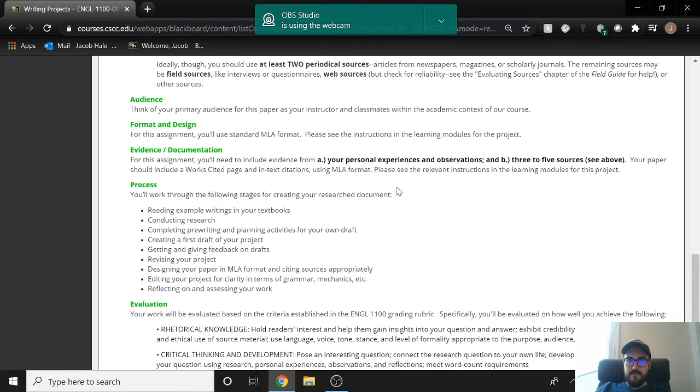You'll be using MLA format like usual for this class. And you're also going to need to document your sources. You're going to be drawing from a couple of different things to get your information. As you are developing your ideas for this project, you're going to want to talk about your own personal experiences and observations. But you also want to balance that with the sources that you found. So you'll be trying to prove your point using your own life and also the experiences of others. And you'll need to document those things in a works cited page and also using in-text citations using MLA format.